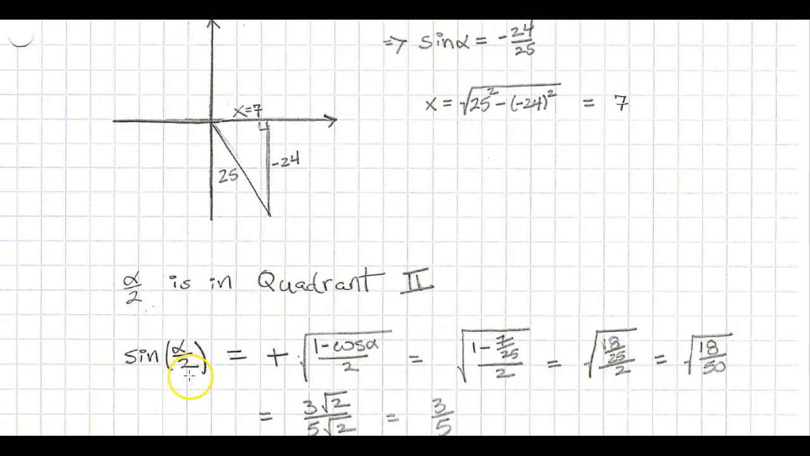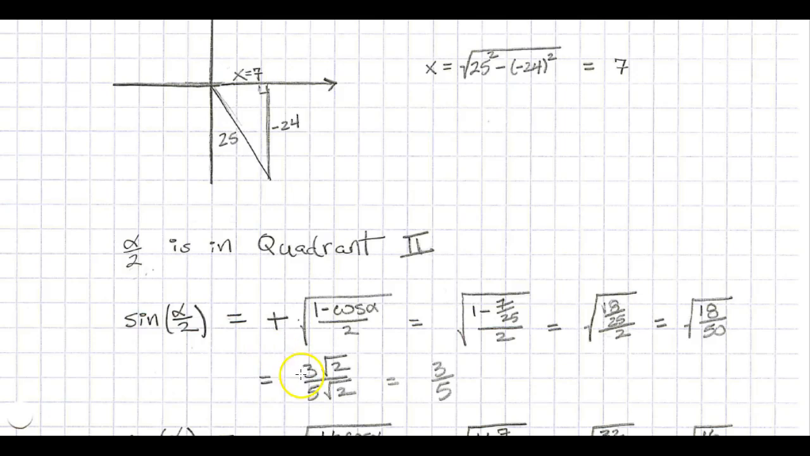So what's the sine of alpha over 2? Well, I need to take the positive square root, because sine is positive in the second quadrant up here, of 1 minus cosine of alpha divided by 2. So cosine of alpha would be 7/25. So 1 minus 7 over 25 divided by 2. 18/25 divided by 2 is 18/50, or 9/25, right? Either way, you simplify that, you get 3 root 2 over 5 root 2. The root 2's could cancel, you get 3 over 5.